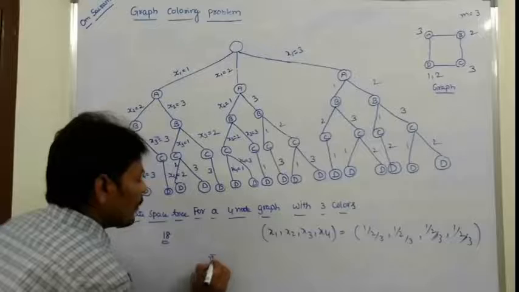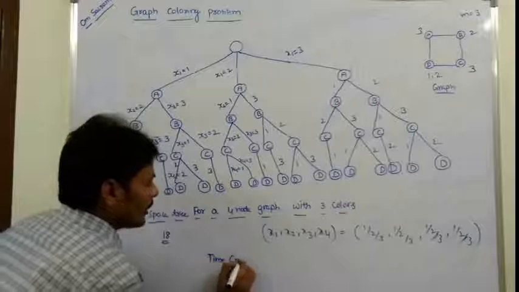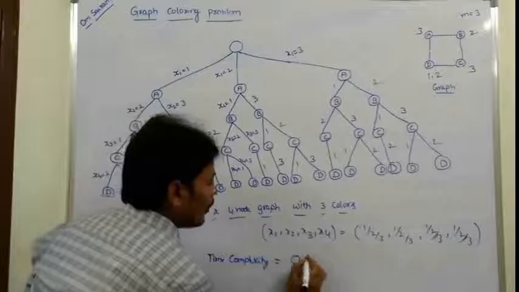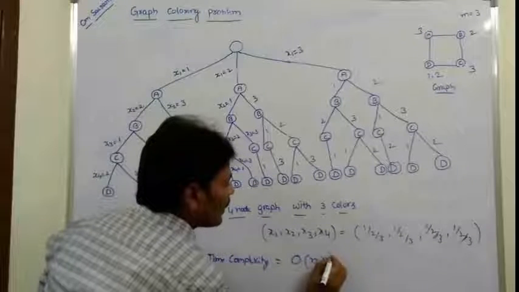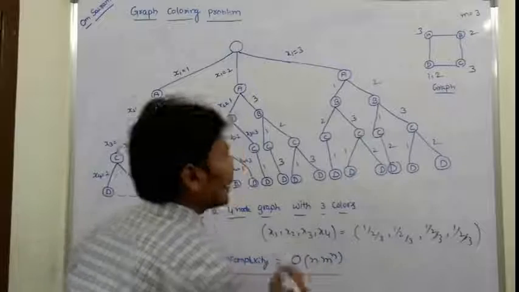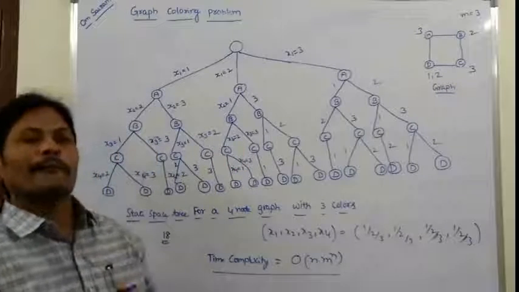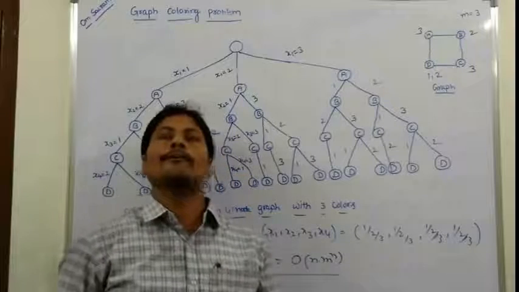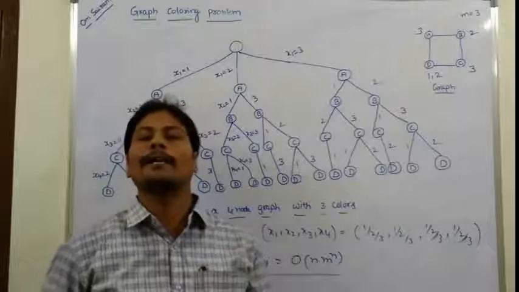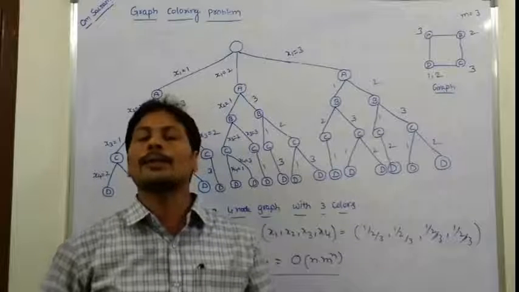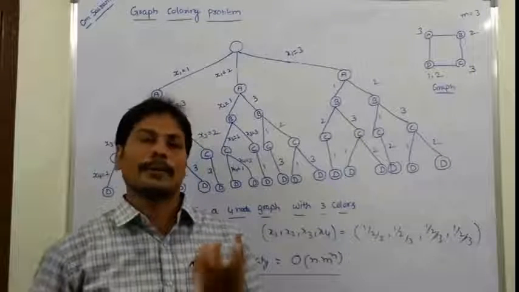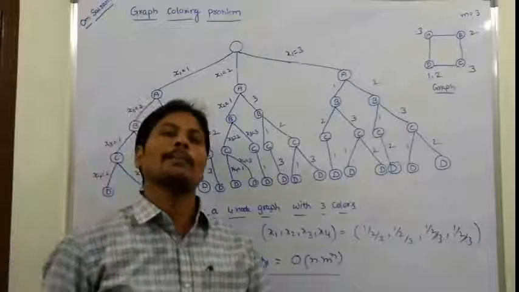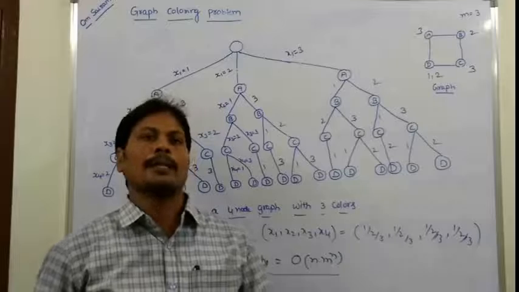Next, what is the time complexity for this graph coloring problem? It is equal to big O of n into m power n. This is the time complexity of the graph coloring problem. So for a given graph with m colors, this is how to find all the solutions using a state space tree. This is the introduction to the graph coloring problem and the example problem on graph coloring.